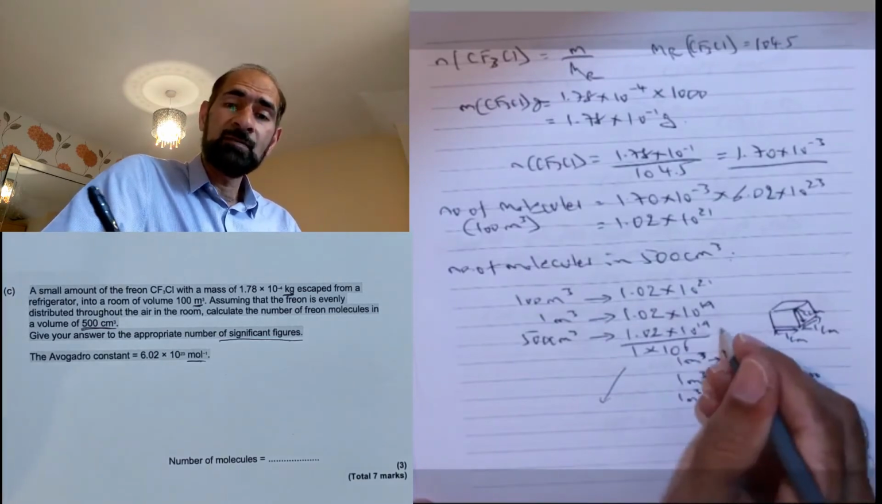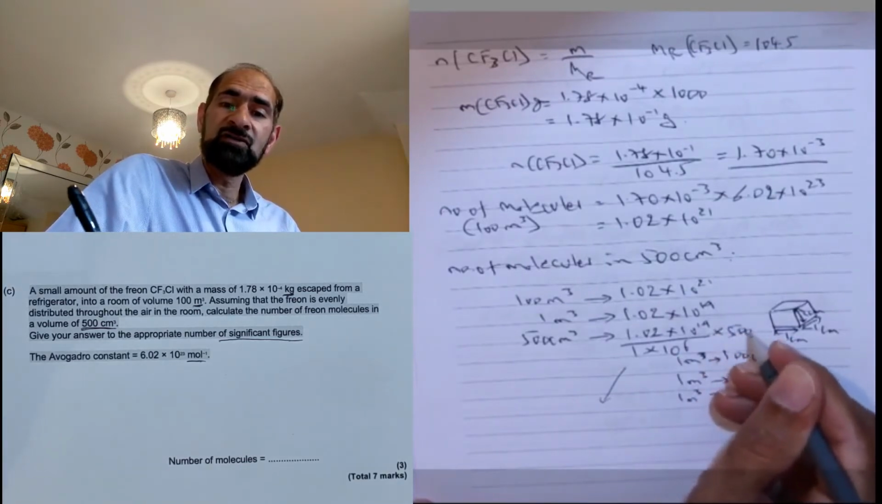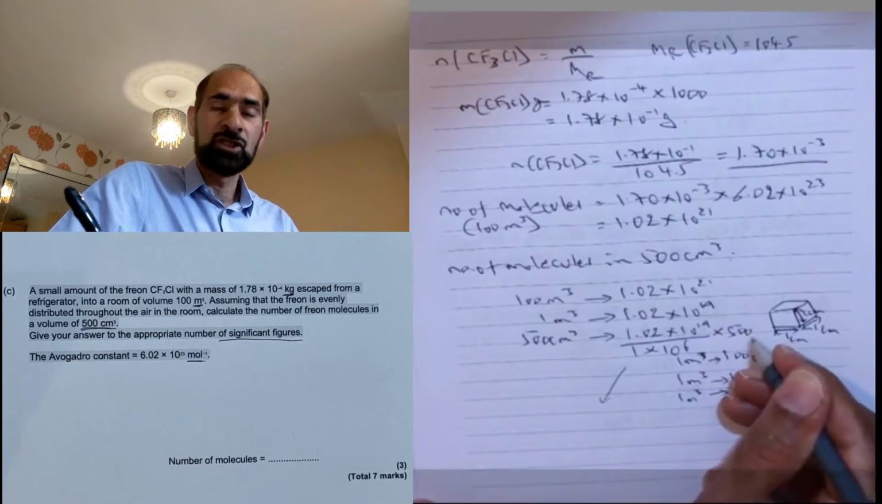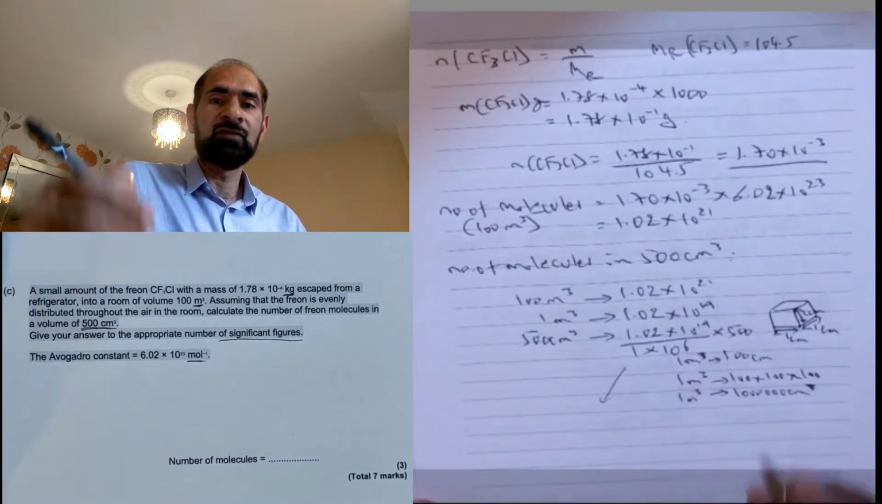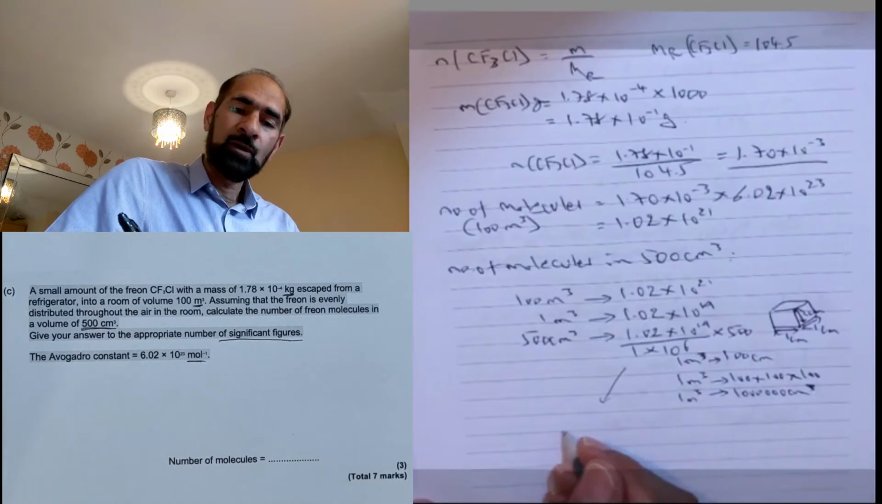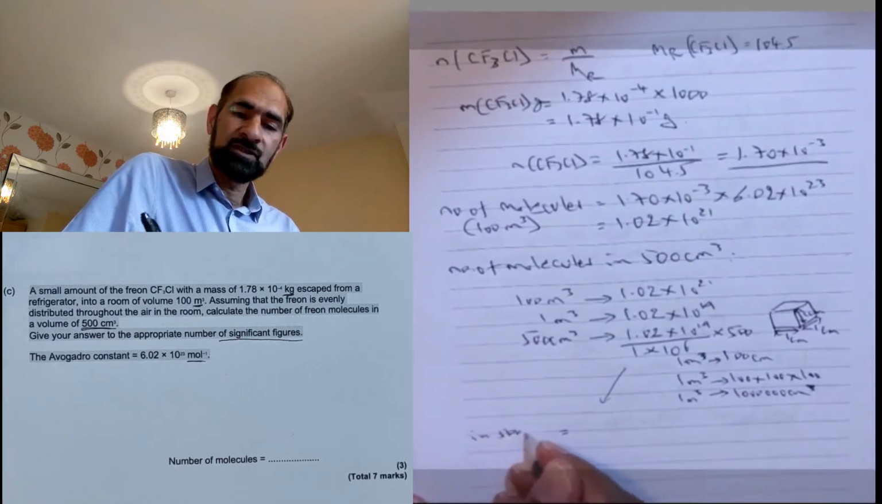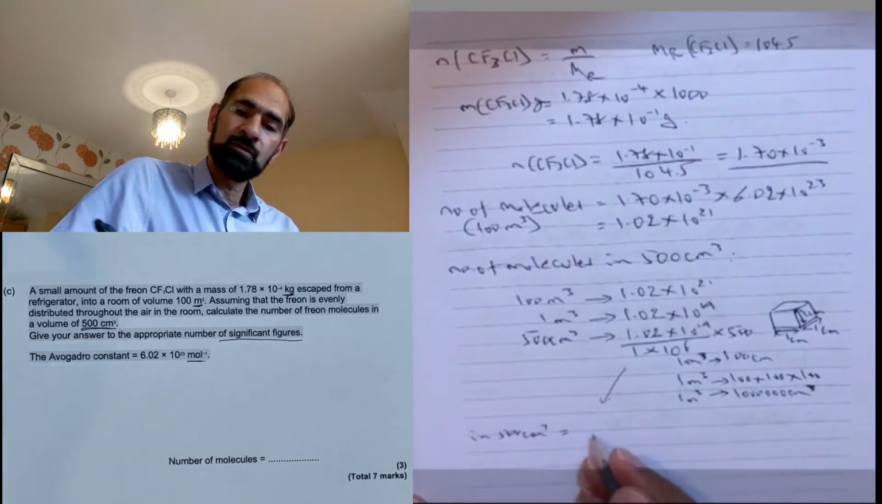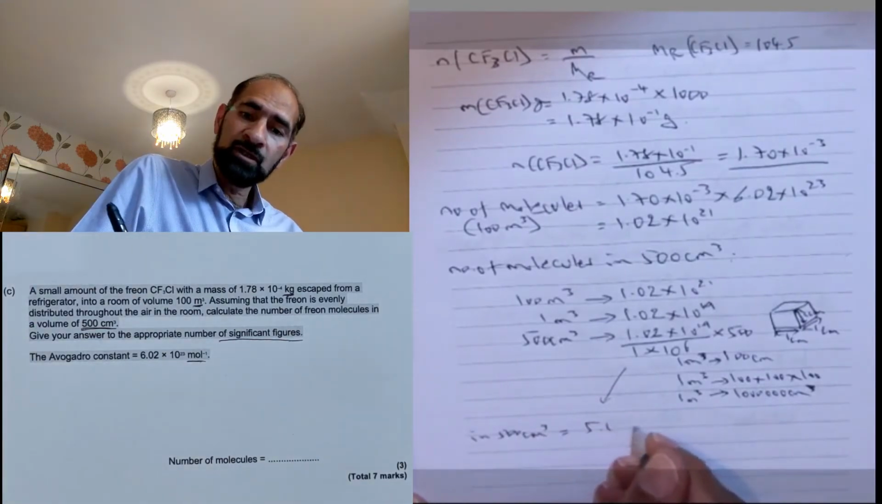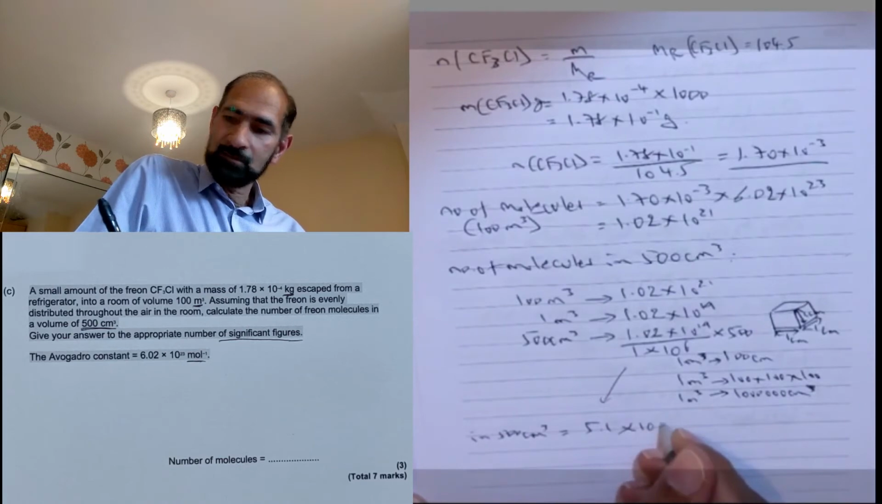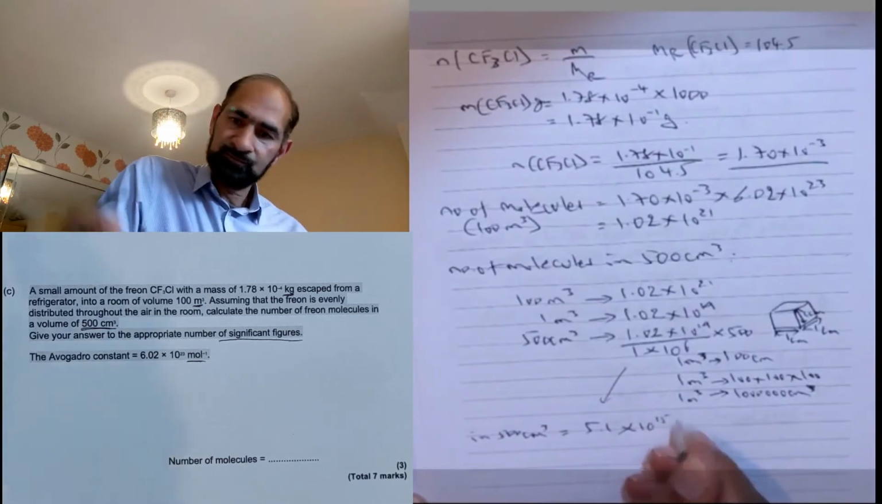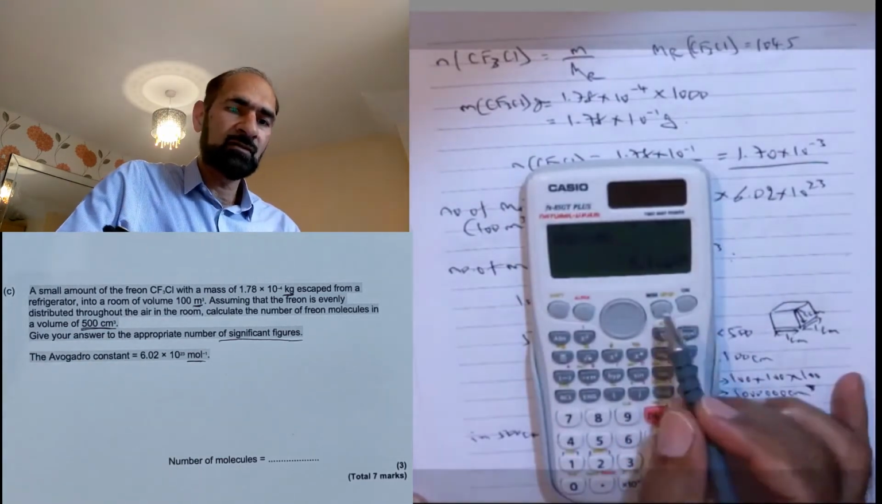But then I've got to times it by 500 centimeters cubed to give me the number of molecules in 500 centimeters cubed. And when I work that out, in 500 centimeters cubed equals 5.1, that's what I'm getting on the calculator, times 10 to the 15.